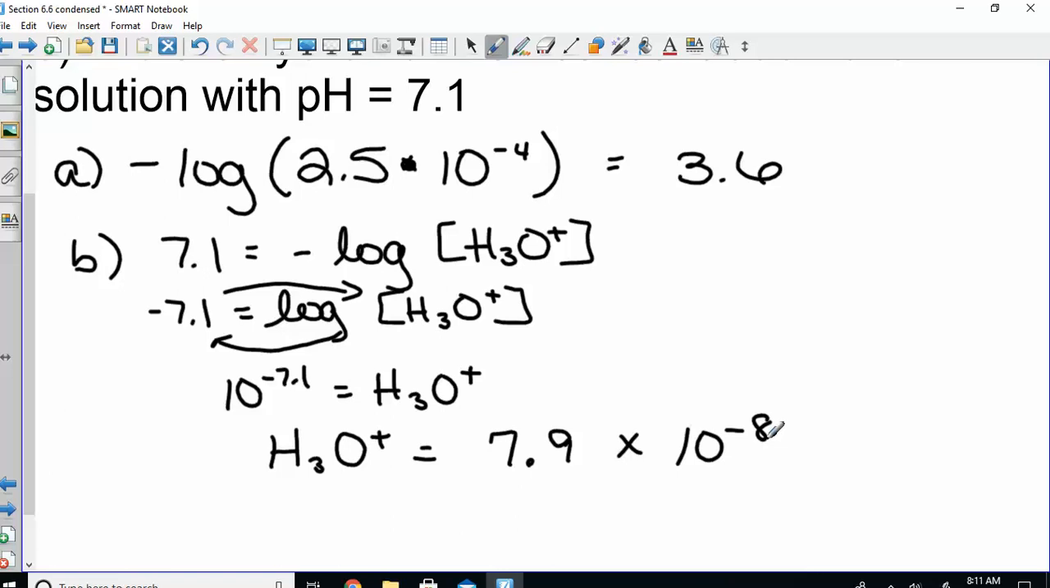So the equations with these aren't going to be too nasty to find. It's just a matter of plugging things in and using our calculator. Any questions on that one?